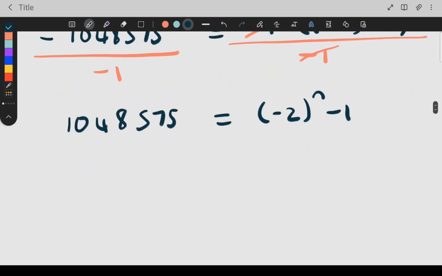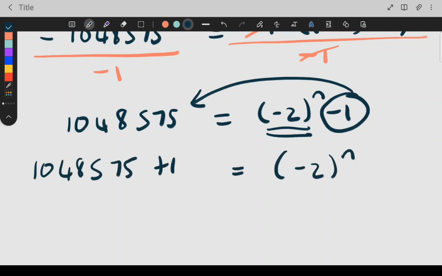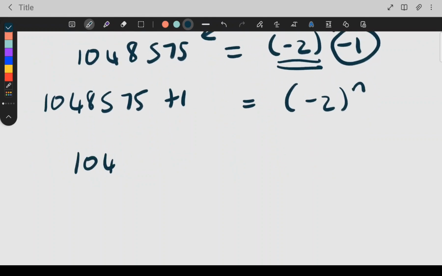Now, remember I want this by itself. So I must get rid of this. So this is going to go over to that side. So I'm going to take this and say +1. So I'm still left with -2 to the n. 104,876 is equal to -2 to the n.